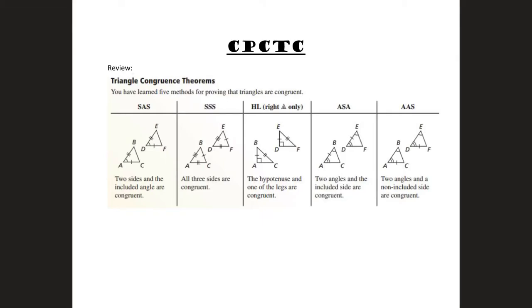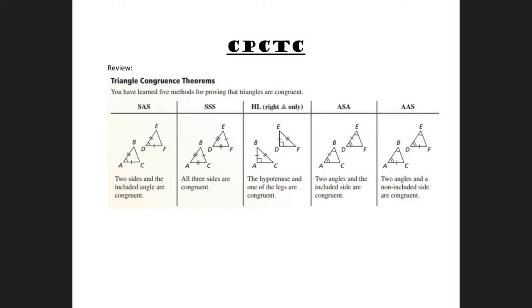Hey guys, so far you have learned 5 triangle congruence shortcuts. They're pictured here just to quickly go over them. We have side angle side with the included angle between the two sides. We have side side side with all 3 sides congruent. We have HL for right triangles only, where the hypotenuse and pair of legs are congruent along with the fact that they're right triangles. We have ASA with the included side between 2 pairs of congruent angles, and finally AAS where the pair of sides is not included.